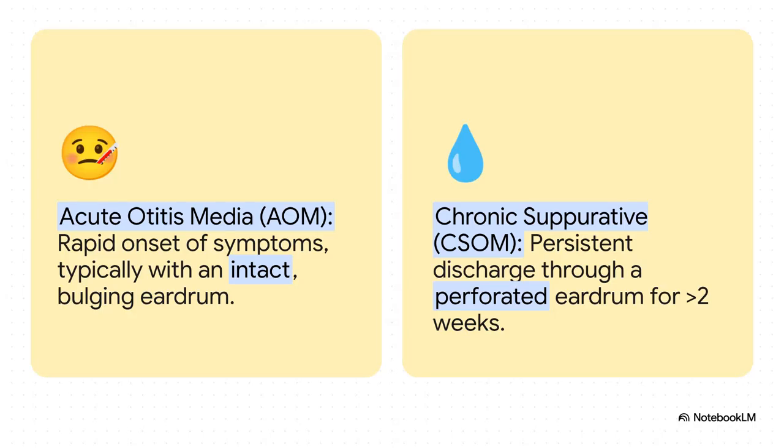And here's the single most important distinction. It all comes down to the eardrum. With acute otitis media, or AOM, you get this rapid onset of symptoms, usually after a cold or some other virus. And that eardrum is intact, but it's bulging. Now contrast that with chronic suppurative otitis media, or CSOM. This is where you have persistent drainage coming through a hole in the eardrum. That one fact, intact versus perforated, changes everything. The bugs are different, and the treatment approach is completely different.